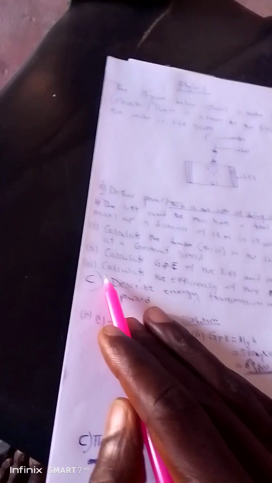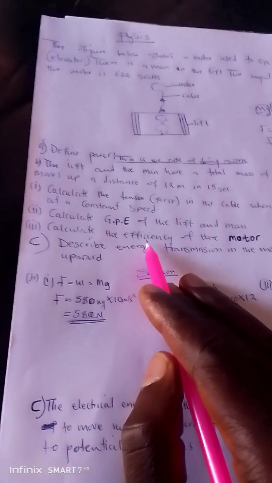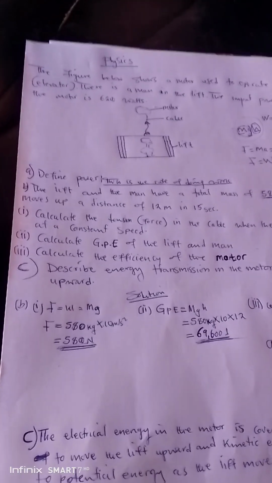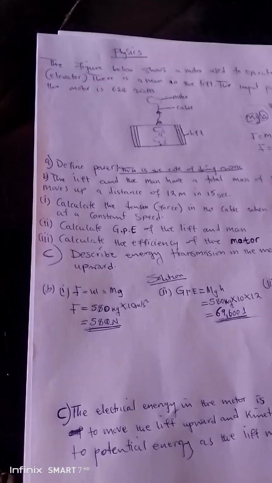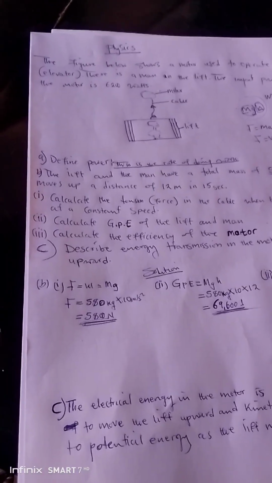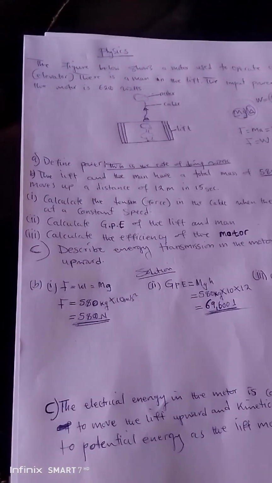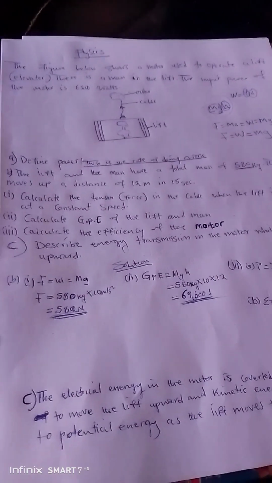Then the next question reads, calculate the efficiency of a motor. Efficiency, this is the ratio of power output over power input, or energy output over energy input, then multiplied by 100%.